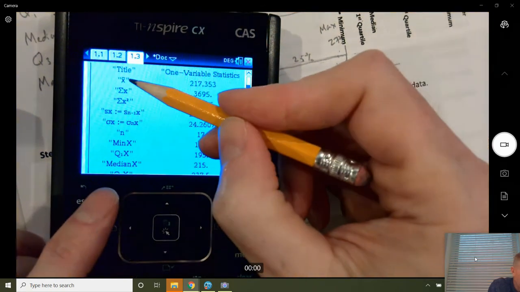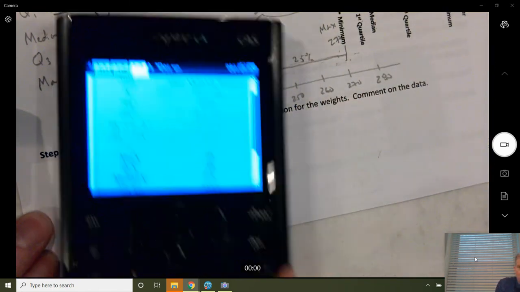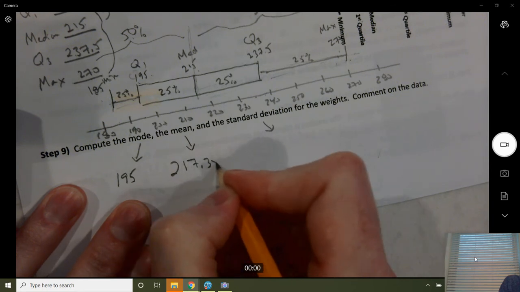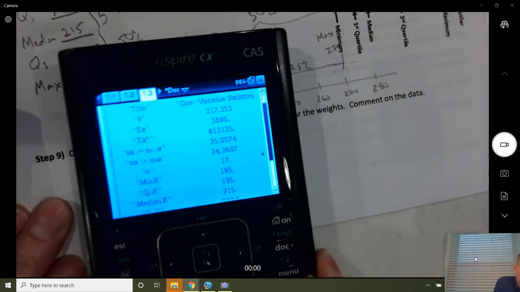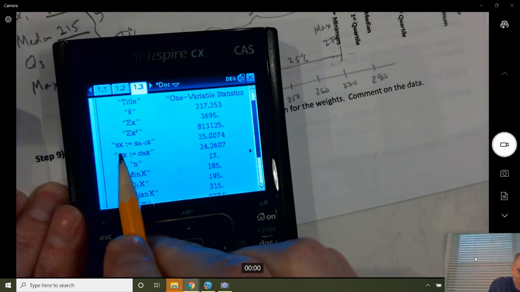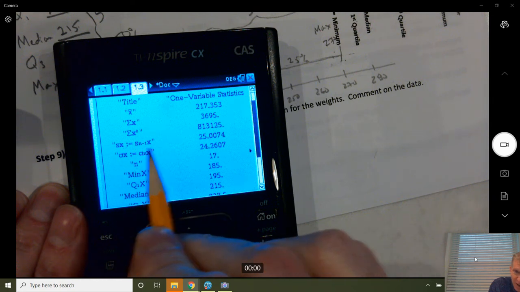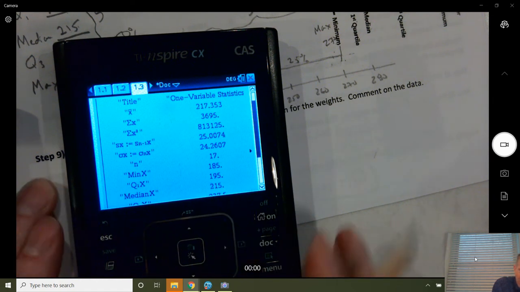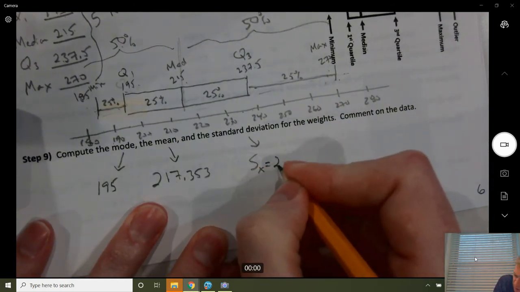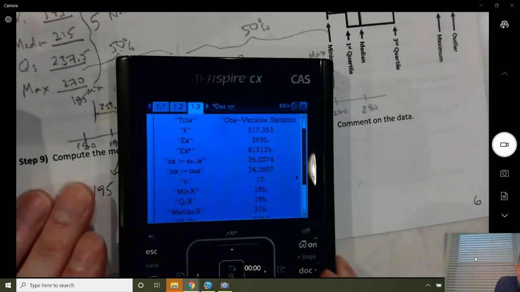Okay, let's go up here. The mean is the x with the bar over it, 217.353. So our mean is 217.353. Now I'm going to go back and find the standard deviation. This S with the x, Sx, it's really an S with a small x, is 25.0074. So the way we say that is Sx equals 25.0074. And I'll show you where that is.